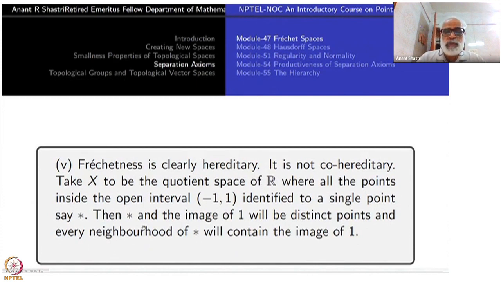So in the quotient topology, the star and image of 1 will be distinct points, okay? And every neighborhood of the star will contain the image of 1. In the other way around also, every neighborhood of 1 will contain this point. So you cannot separate them in that way. Every neighborhood of 1 will contain the image of star. That means every neighborhood of 1 intersects minus 1 plus 1, the interval. So there will be some point here. So that point is, when you go down, it is just a star. Right? So this is not a Fréchet space.